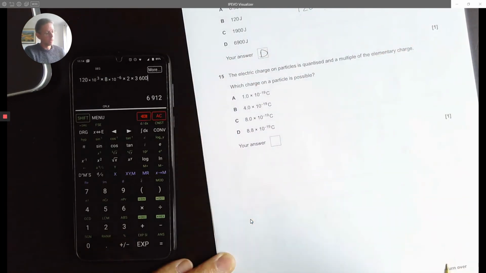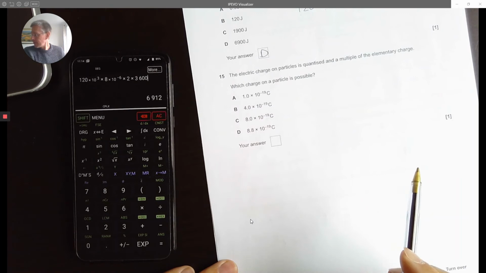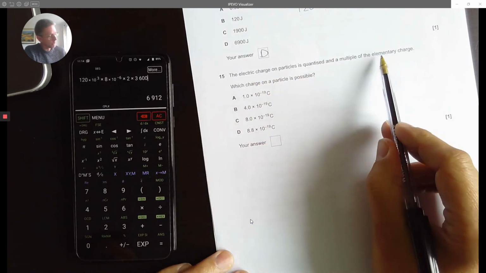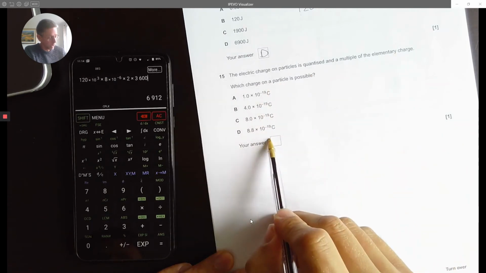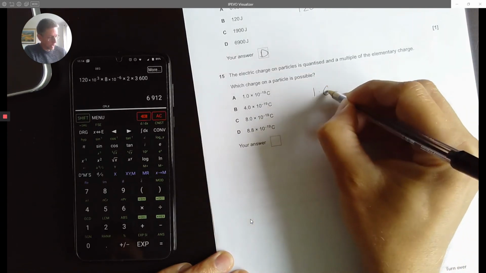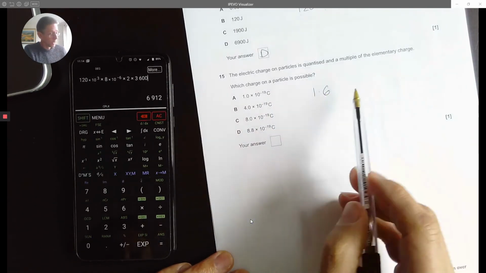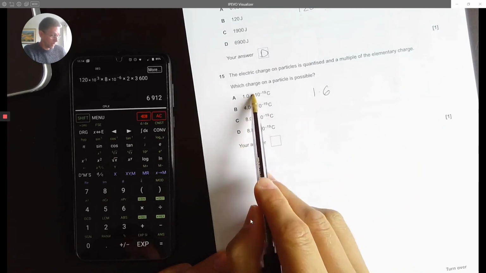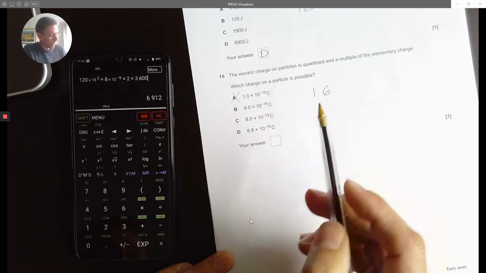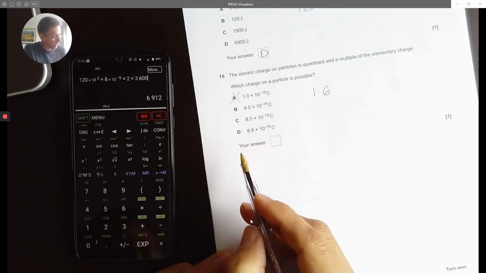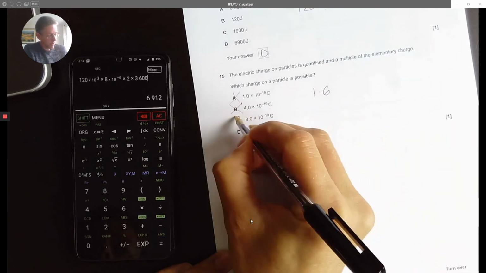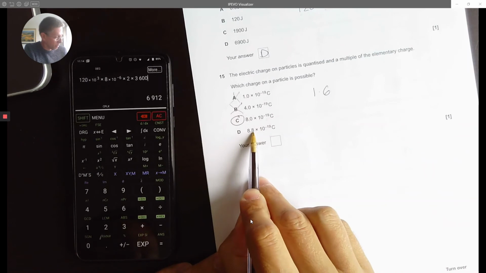Okay. Question 15. The electric charge on particles is quantized in a multiple of elementary charge. Which charge is possible? Well, they've all got the 10 to the minus 19s in them, so that's good, because the elementary charge is 1.6 times 10 to the minus 19. So all you want to know really is which one of these numbers divides 1.6 exactly. So obviously not that one. 4 divided by 1.6 is 2.5, so that's not right. 8 divided by 1.6 is 5, so there's our answer, and that one will be 5.5. So our answer is C.